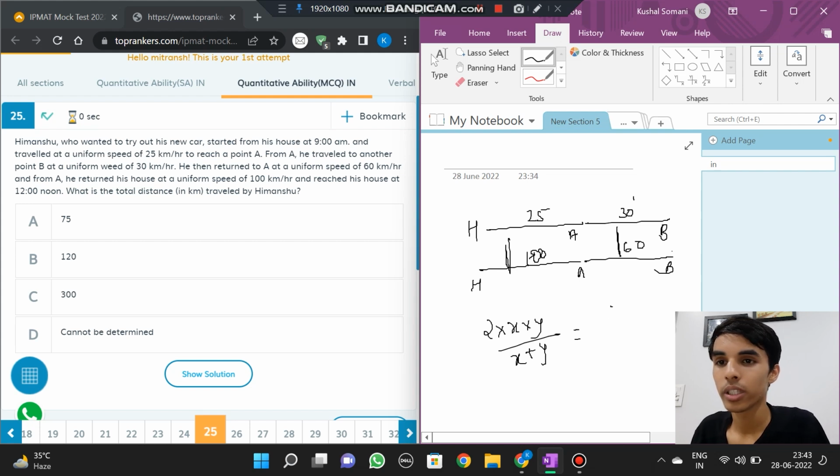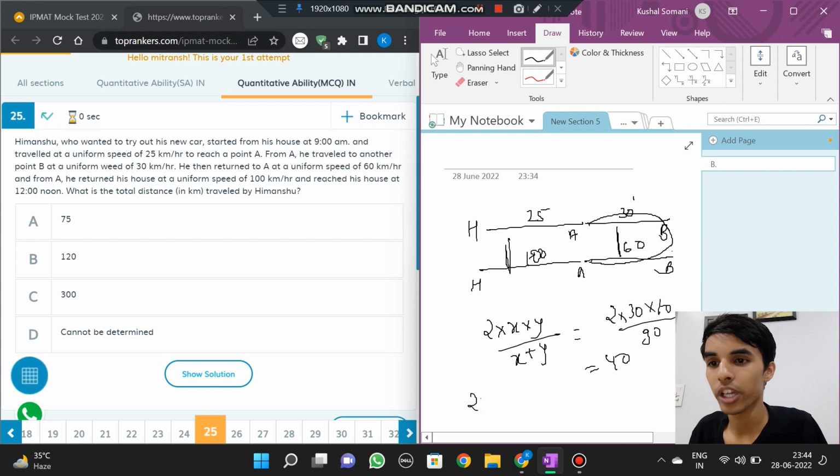So in case of AB, the average speed is 2 into 30 into 60 divided by 90. So this gives us the value as 40. So the average speed during this whole region was 40 kilometers per hour. And again, we can calculate it for HA, which will be 2 into 25 into 100 divided by 125, which is nothing but again 40.